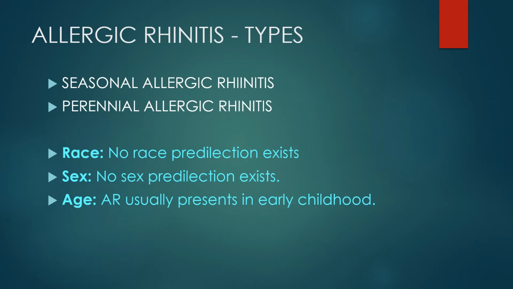Now, seasonal allergic rhinitis usually presents during a particular season and is when the person is exposed to pollens of a particular plant to which the patient is sensitive. Perennial allergic rhinitis means the symptoms are present throughout the year. There is no race or sex predilection, and allergic rhinitis usually presents in early childhood.